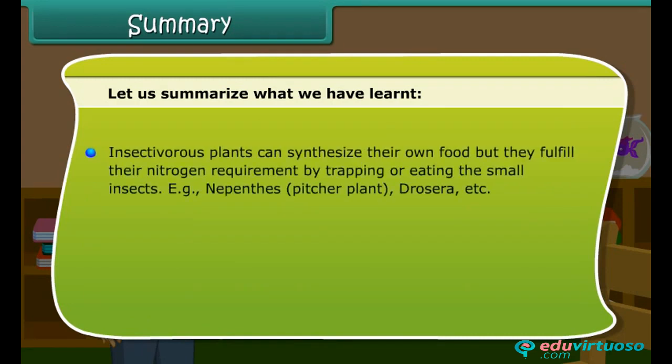Insectivorous plants can synthesize their own food, but they fulfill their nitrogen requirement by trapping or eating small insects. For example, Nepenthes, pitcher plant, Drosera, etc.